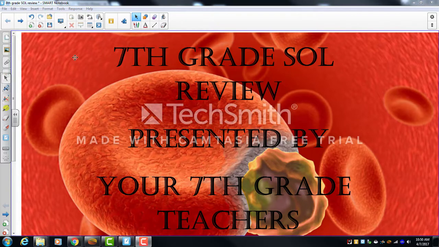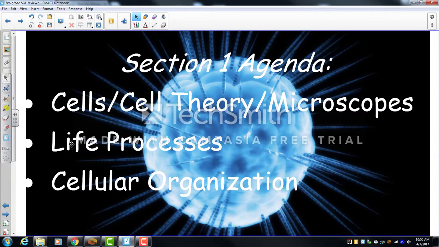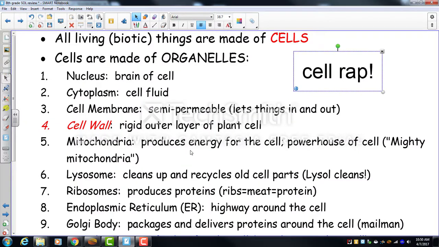So we'll get started with our very first section. Section one agenda is on cells, the cell theory, and microscopes, which honestly we probably will not talk too much about other than just why we use them in seventh grade science. And then the next agenda item is life processes. And then finally, cellular organization. So the first thing that we are going to talk about is the cell.